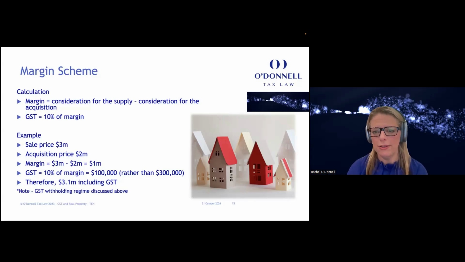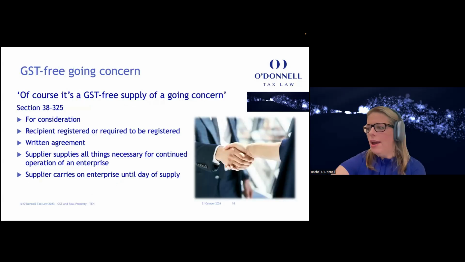Sometimes it does go the other way though. All right, moving through now to GST-free going concerns.